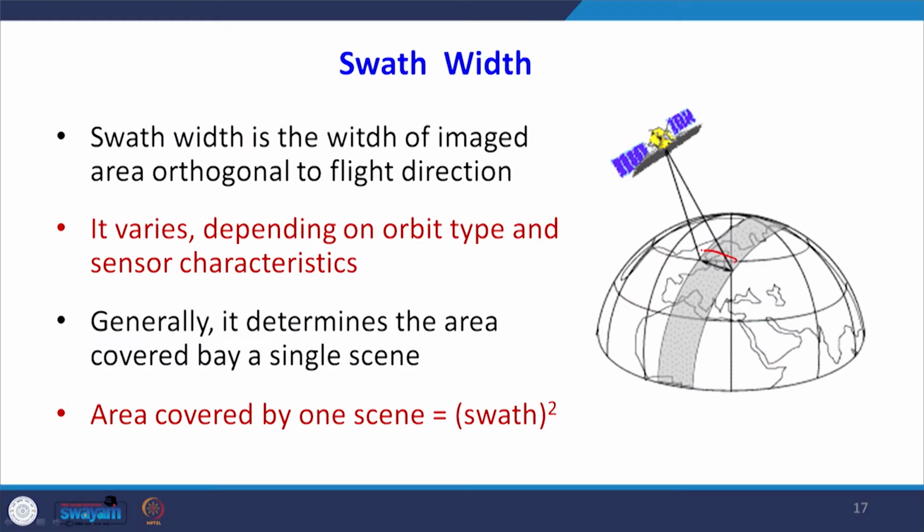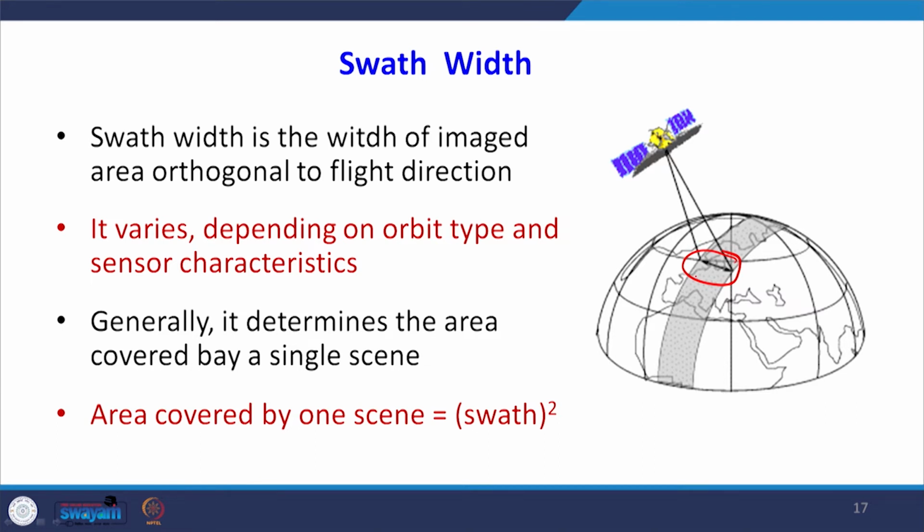Now, when this satellite is moving in the orbit, there is a term which we use in remote sensing, it is called swath width. And in this diagram here, the swath width is shown. So, swath width is the width of the strip on the earth surface. When the satellite is moving in the orbit, it is covering a certain width on the ground, and that width is called the swath width.